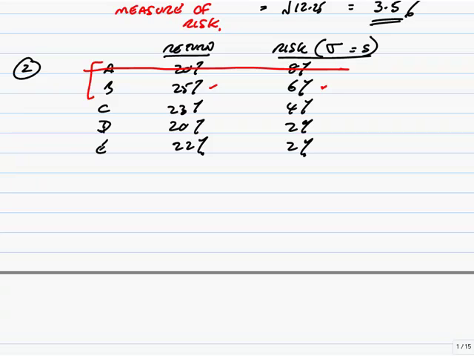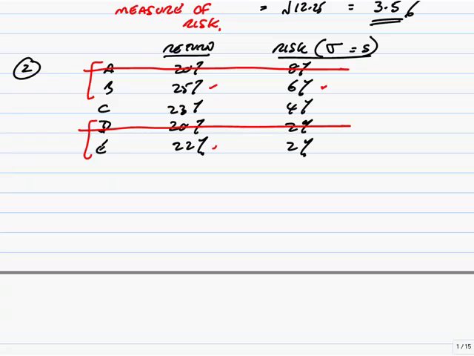Another one we'd never choose, perhaps even more obvious, is D, because if you look at D and E, they both give exactly the same level of risk, 2%. However, D is giving a lower return. Well, if E gives a higher return with the same risk, surely you would never choose D. E would always be better. And so we'd never do A and D.